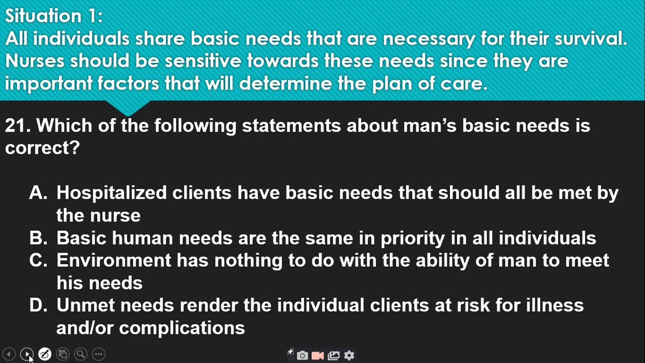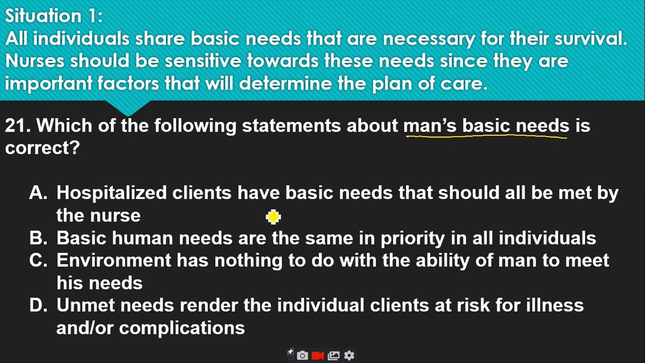Situation number one. All individuals share basic needs that are necessary for their survival. Nurses should be sensitive towards these needs since they are important factors that will determine the plan of care. Question number 21. Which of the following statements about man's basic needs is correct? Take note of the words man's basic needs. If we're going to talk about man's basic needs, we're going to have in mind Maslow's hierarchy of needs.